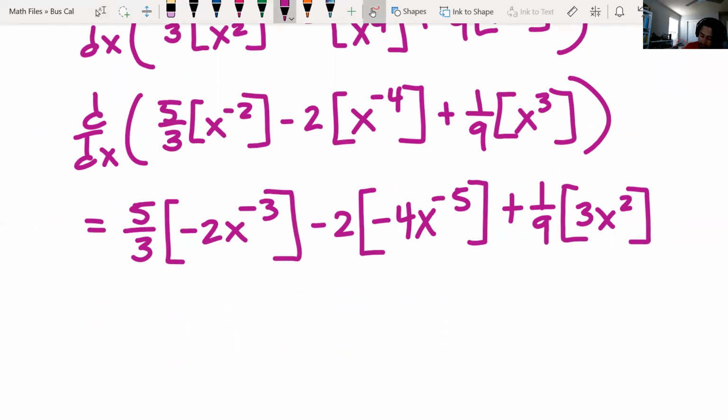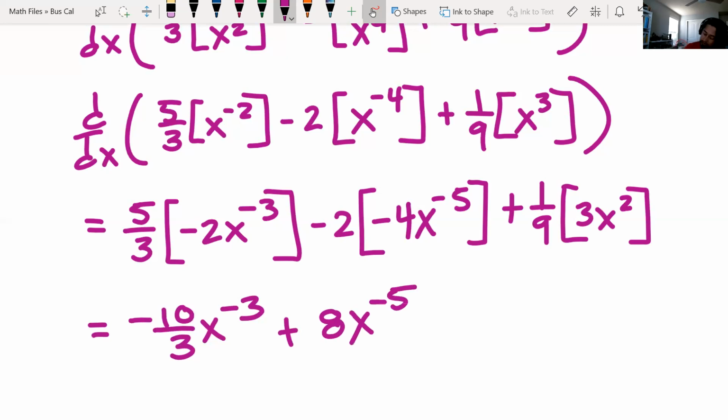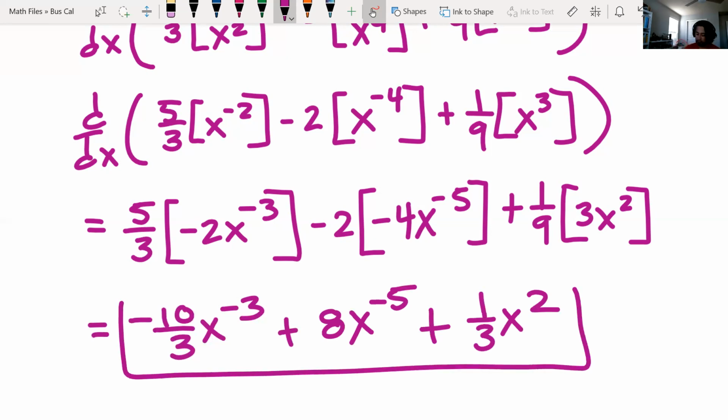So distribute the 5/3 to the negative 2, and that'll give me negative 10/3 x to the negative 3. Distribute the negative 2, and I'll get positive 8x to the negative 5th. And distribute the 1/9, and 1/9 times 3 is 3/9, which will give me 1/3 x squared. There we go.